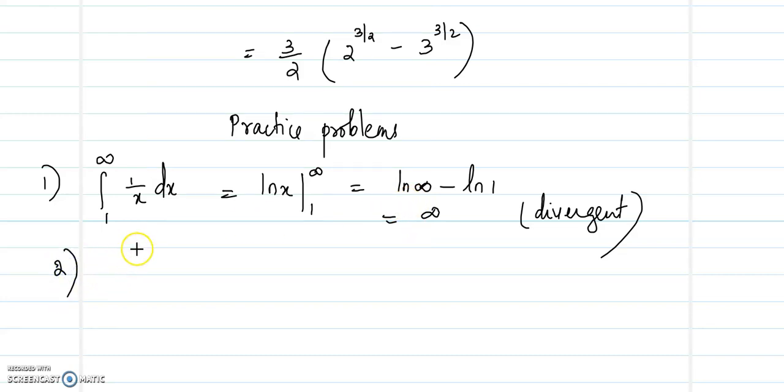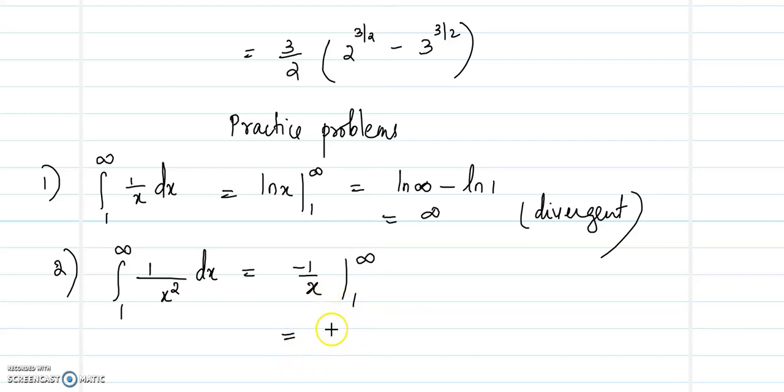The second problem, we need to evaluate the integral from 1 to infinity of 1 by x square dx. So integral of 1 by x square will be minus 1 by x. So we need to apply the limit from 1 to infinity. So that will be minus 1 by infinity minus 1 by 1. Now 1 by infinity will be 0. So we will get 0 plus 1. So value will be equal to 1.